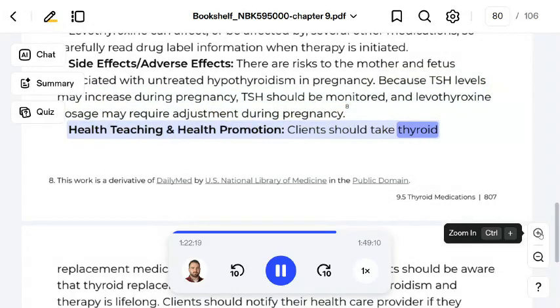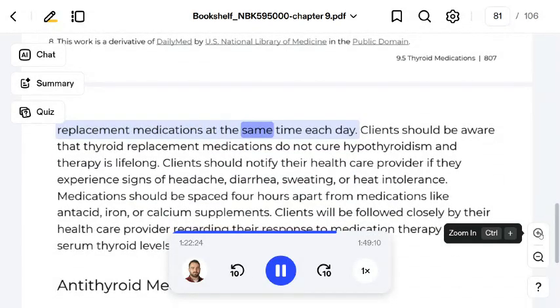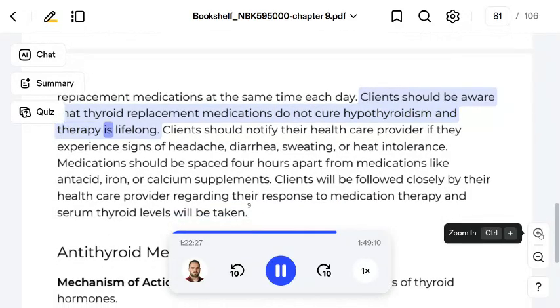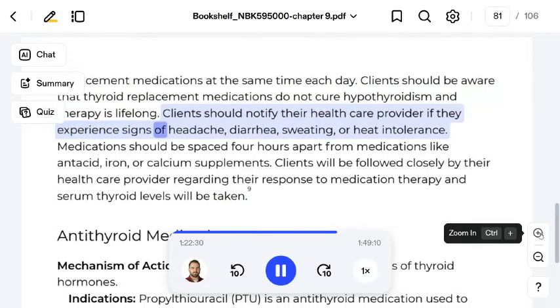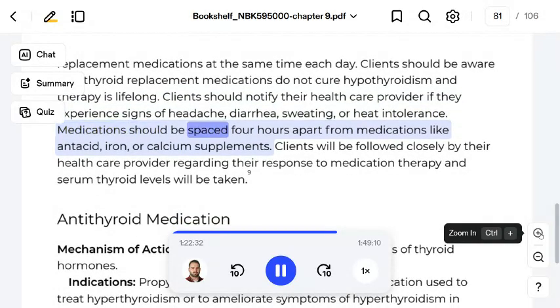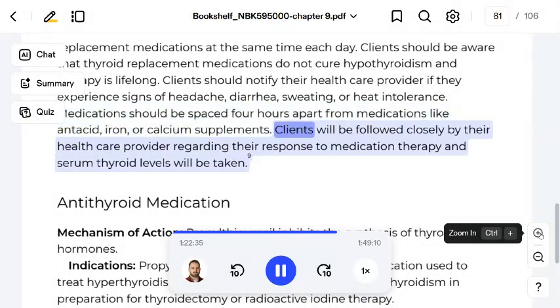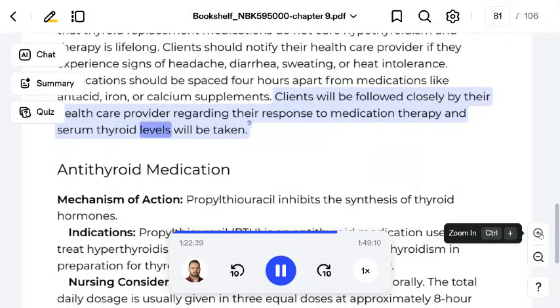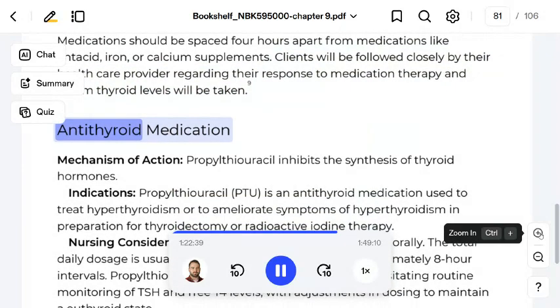Clients should take thyroid replacement medications at the same time each day. Clients should be aware that thyroid replacement medications do not cure hypothyroidism and therapy is lifelong. Clients should notify their healthcare provider if they experience signs of headache, diarrhea, sweating, or heat intolerance. Medications should be spaced 4 hours apart for medications like antacid, iron, or calcium supplements. Clients will be followed closely by their healthcare provider regarding their response to medication therapy, and serum thyroid levels will be taken. Antithyroid medication.